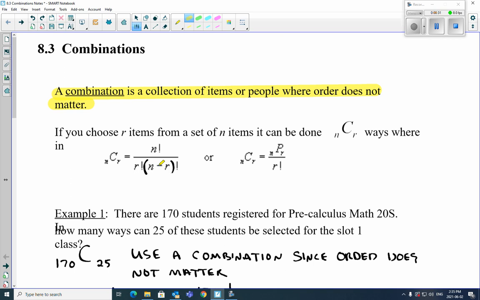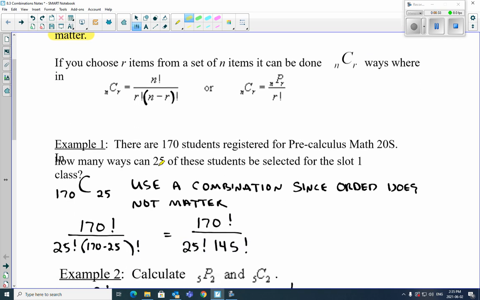That's the easiest way. So you've got 170 students registered for pre-calculus MAP40S. In how many ways can 25 of these students be selected for one slot class? So it doesn't matter what order you pick them in, right? Who cares which order you pick in? So it's 170 choose 25. We use a combination since order does not matter, okay?